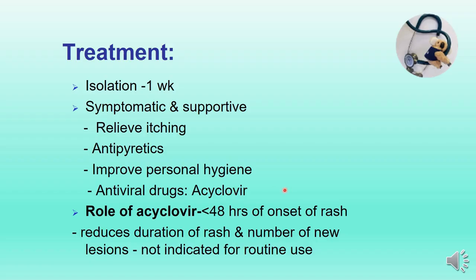And the antiviral drug for chickenpox is acyclovir, but in case of children, this is not given routinely. The role of acyclovir is there if you start treatment within 48 hours of onset of rash. It is believed it reduces the duration of rash and even decreases the number of lesions. But in case of children, this is not routinely used. There are certain indications where you have to give acyclovir. So those we'll see in the next slide.